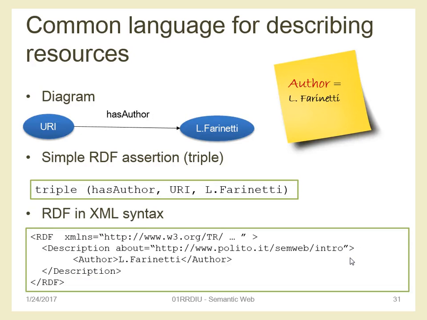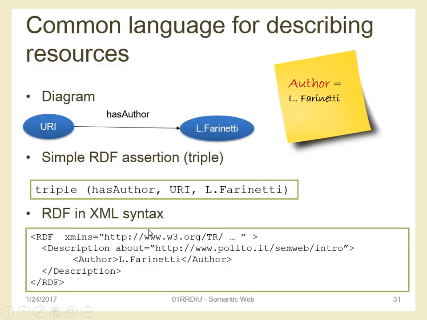Then I can go back here. This is an example of a triple syntax. The triple has, of course, three parts. The first is the verb, the predicate. The second is the subject. The third is the object. Of course, these links are oriented, because they go from the subject to the object. So this is a way of expressing this diagram in a non-ambiguous way.